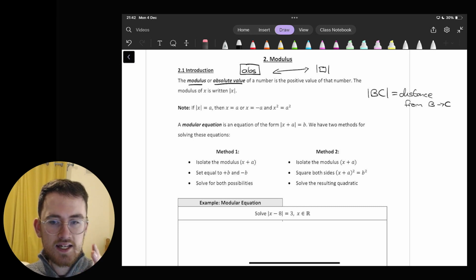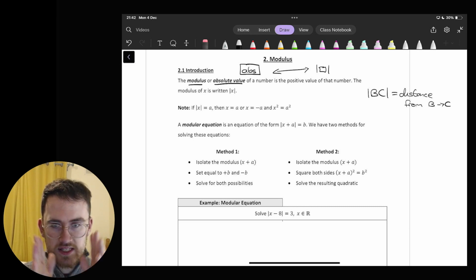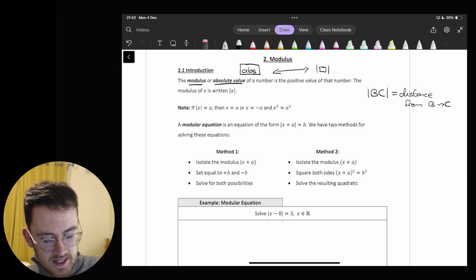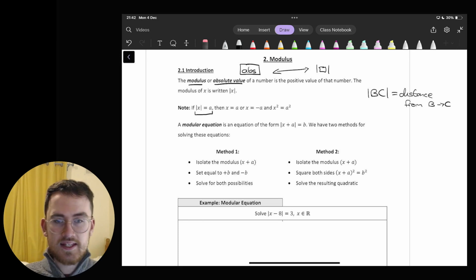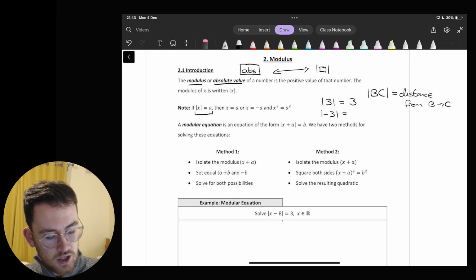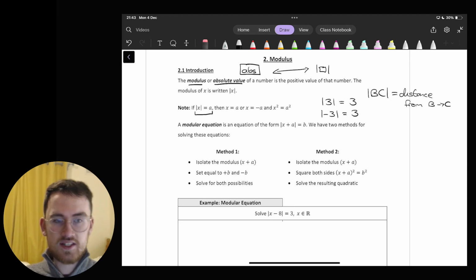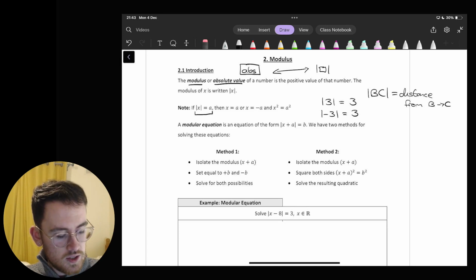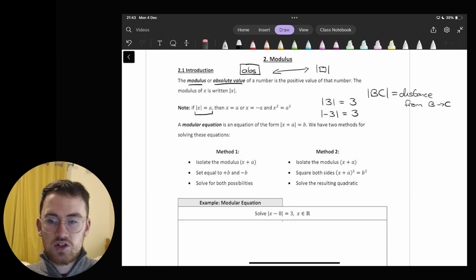The modulus takes whatever we put inside those two lines, and then spits out the positive value. So if we're told the modulus of something is A, then the thing that we put inside the modulus could be A itself, or it could have been minus A. For example, the modulus of 3 is just 3. But similarly, the modulus of minus 3 is also 3. So what's inside the modulus could have been 3 or minus 3.